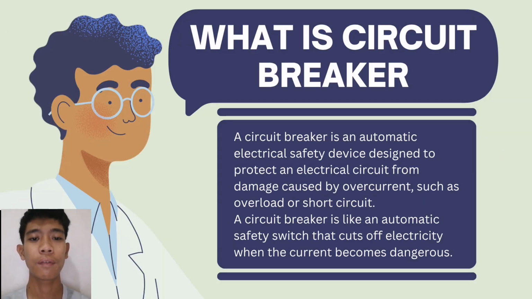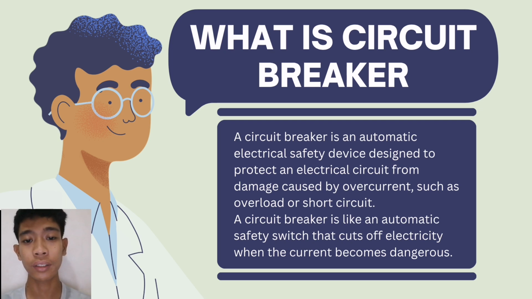First, what is a circuit breaker? A circuit breaker is an automatic electrical safety device designed to protect an electrical circuit from damage caused by overcurrent, such as overload or short circuit. And also, a circuit breaker is like an automatic safety switch that cuts off electricity when the current becomes dangerous.